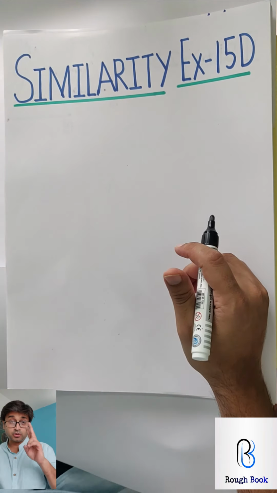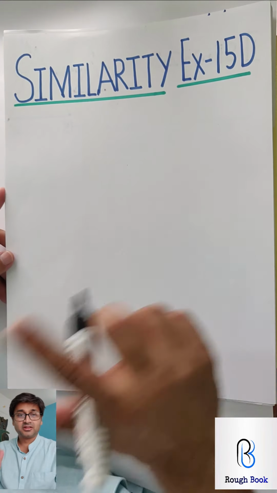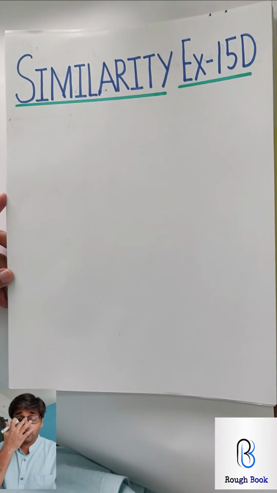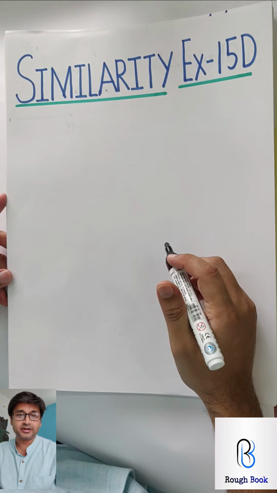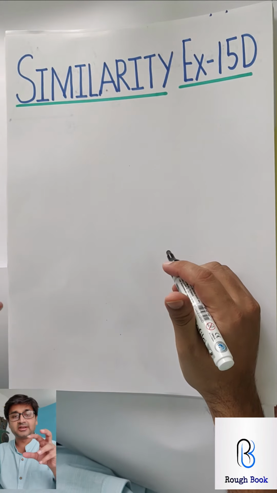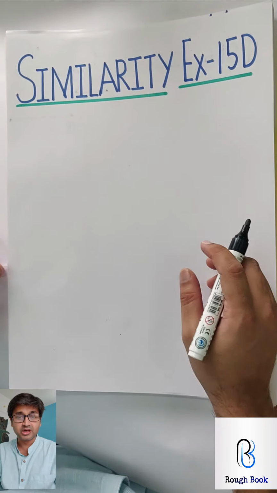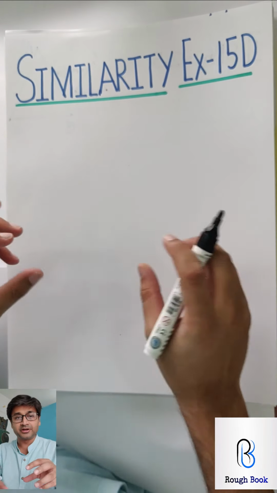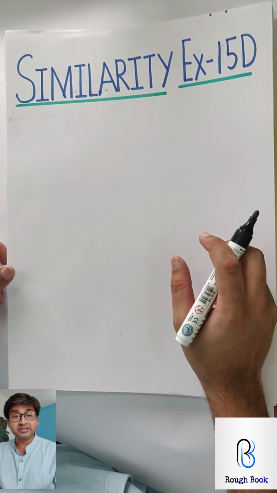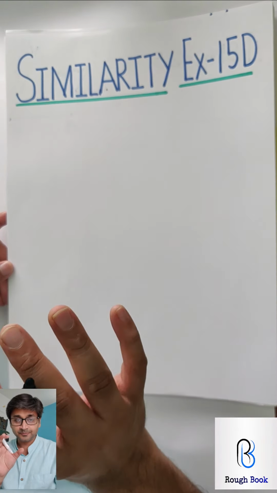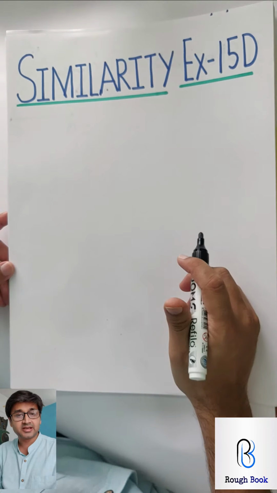15D. There are two important things about this exercise. The first one: this is the main crux of the entire topic, because this is where you understand where similarity is applied in real life. Basically, a small version or miniature is created from a real version, or a real monument is created into a miniature. How do these conversions happen within their heights, distances and lengths? This is the exercise about it.